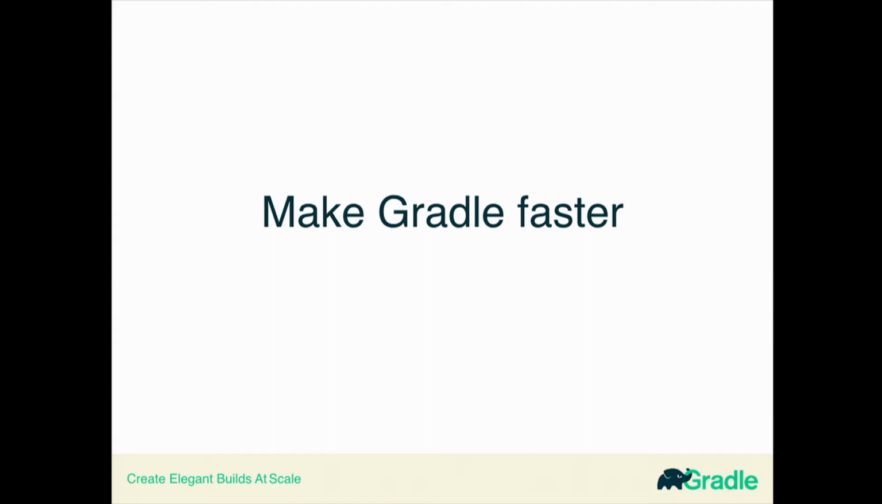So this has been a focus of the last few months, and we've made good progress. So the daemon is on by default now. That makes a huge difference to build speed. Build configuration is faster. Incremental build is a lot faster. Dependency resolution, test execution, IDE import, all of these things are much faster now, even relative to the last few releases.